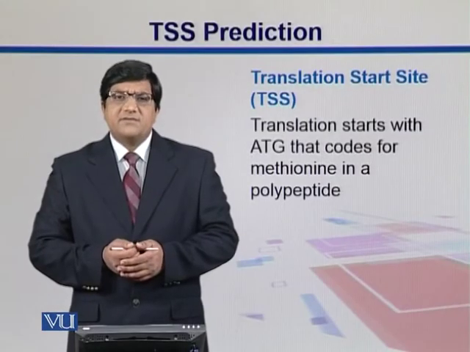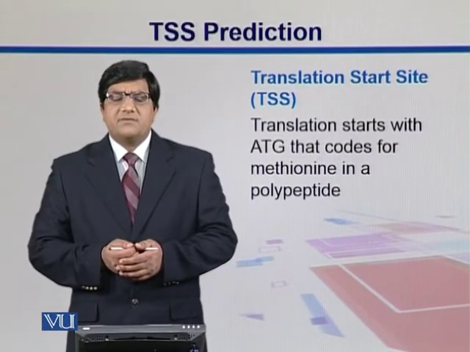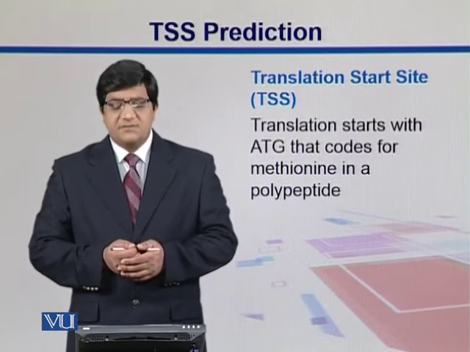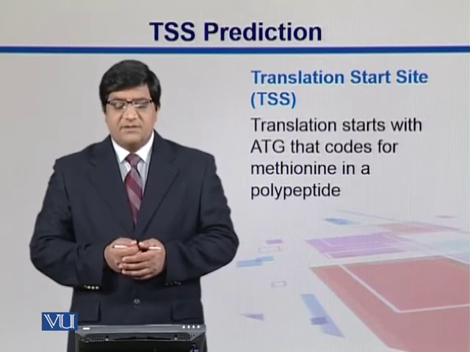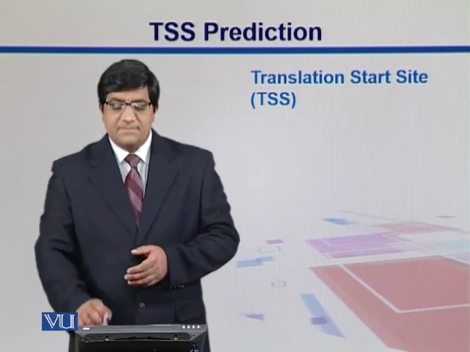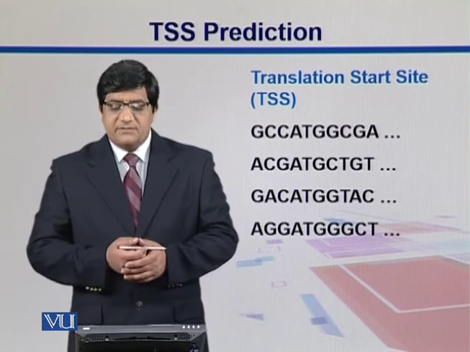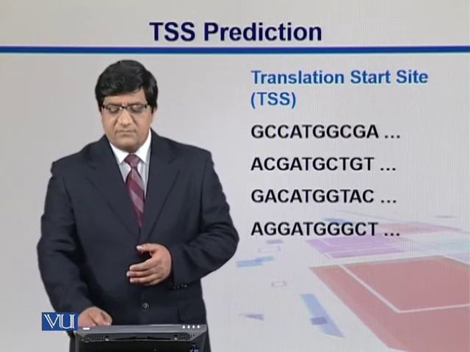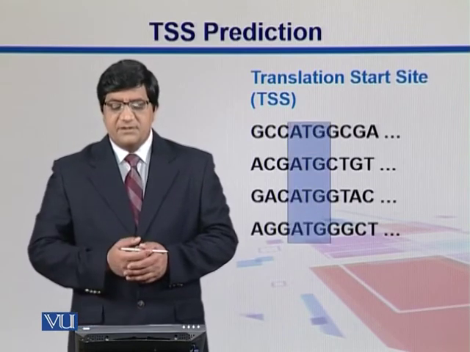TSS, or translation start site, also provides an important signal as far as gene prediction is concerned. Translation starts with ATG, which codes for methionine in a polypeptide. Here in these examples, we see that we have those TSS in the middle.